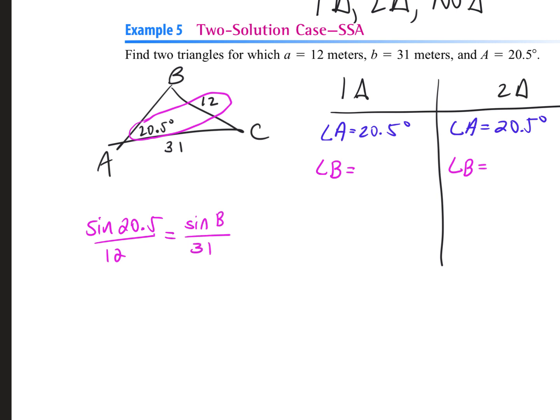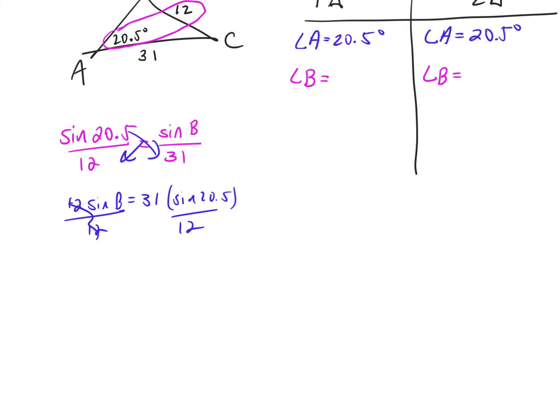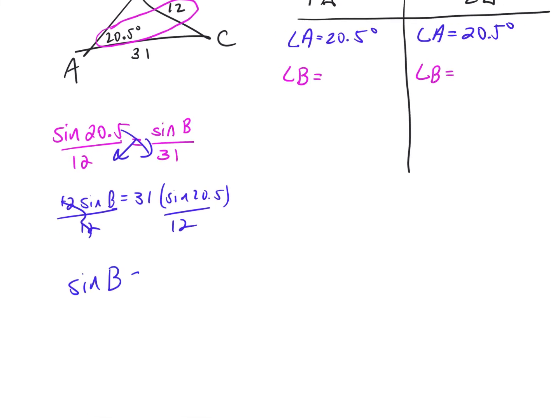How do we solve all of these problems? Cross multiply. So 12 times the sine of B equals 31 times the sine of 20.5. Good. Divide both sides by 12, right? What am I going to have to do with my answer here? Is this giving me the actual angle measure? No, this is giving me the sine of the angle measure. So I'm going to have to hit second sine, second answer. So what's 31 times the sine of 20.5 and that divided by 12? What do you guys get? You can tell me the decimal and then we'll convert it.